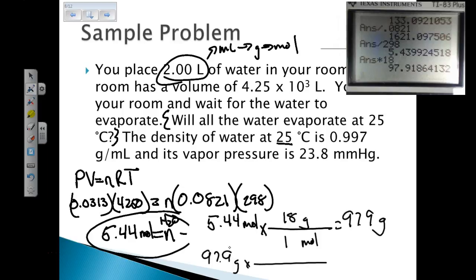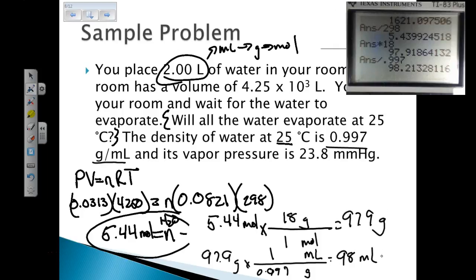So to go from grams to milliliters, it's not a gas, it's a liquid, so we have to use the density. That's where this comes in. So this is grams per milliliter. So this is 0.997 grams for every 1 milliliter. So we take that, we divide that by 0.997, and so we get 98 milliliters, which also equals, move the decimal point over, 0.098 liters, which is definitely less than the 2 liters that we started with.